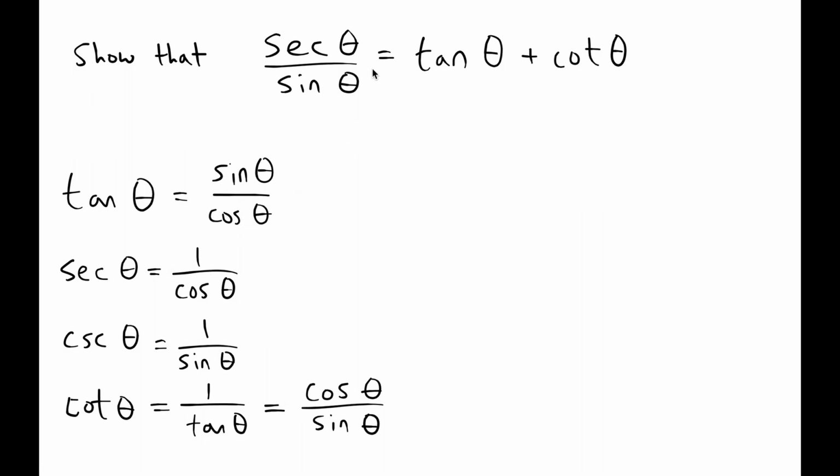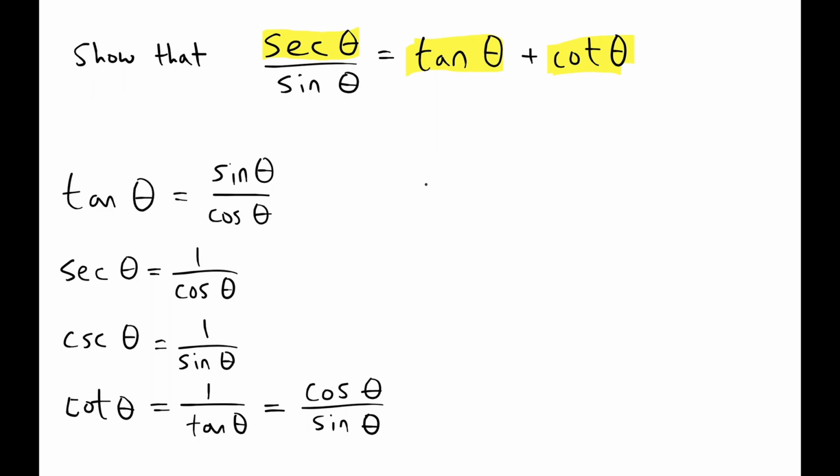So now I would go through and look at some of the expressions that could be replaced. Secant theta, I'm going to replace that with 1 over cos theta. Tan theta, I'll replace with sine over cos. And cotangent theta, I could also replace that with cosine over sine. So let's start with that.